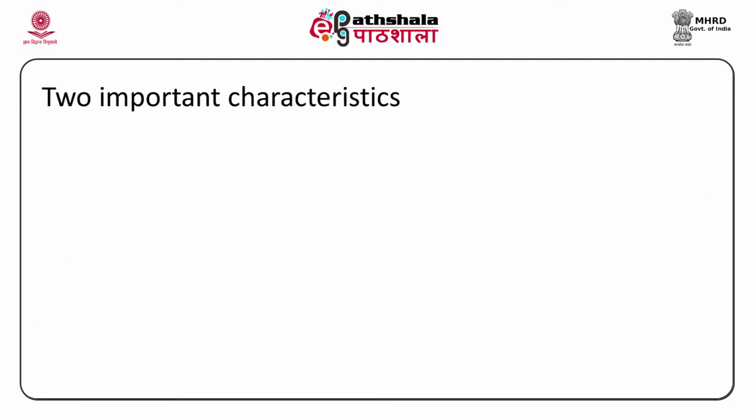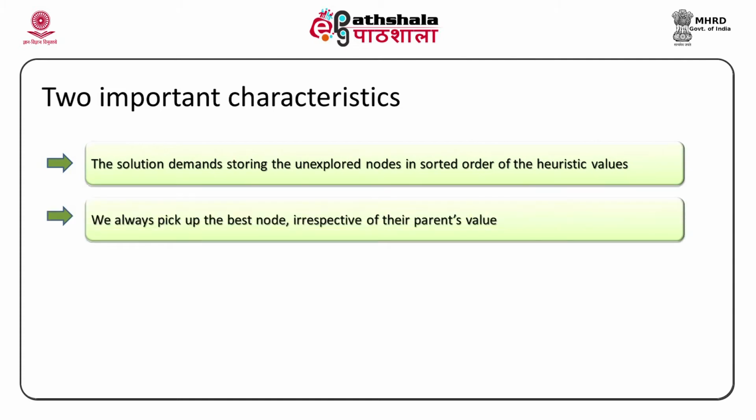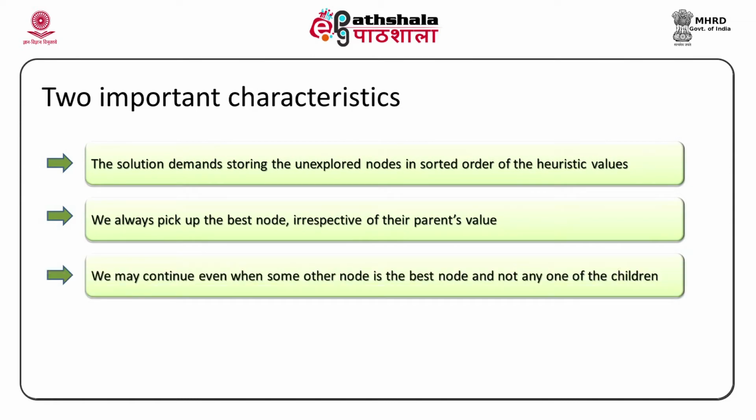Now two important characteristics of best first search. Best first means that we are only exploring the best nodes, so obviously we need to have unexplored nodes. I have already talked about the need. The other one, which is also quite interesting, is that we always pick up the best node irrespective of the parent value. So unlike hill climbing, it does not get stuck; it tries all possible ways to explore the search surface and get the solution.